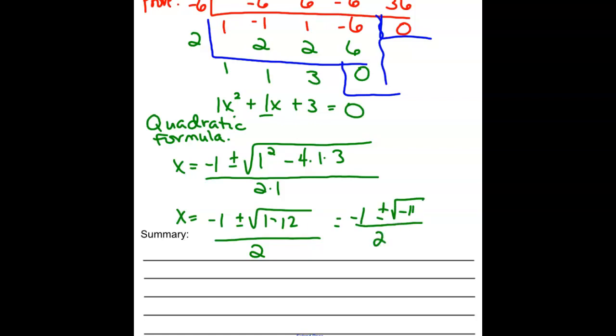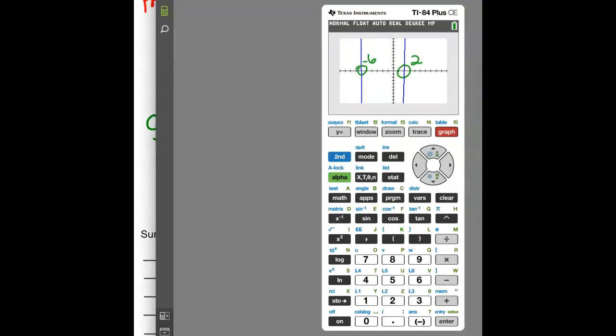So we're getting two imaginary answers here. Negative 1 plus minus i root 11, all divided by a 2. And that's why on our calculator we only saw 2 zeros, even though we knew we were supposed to be finding 4.